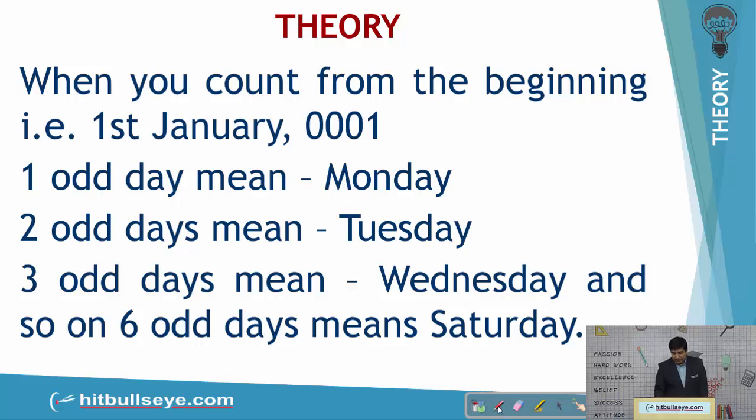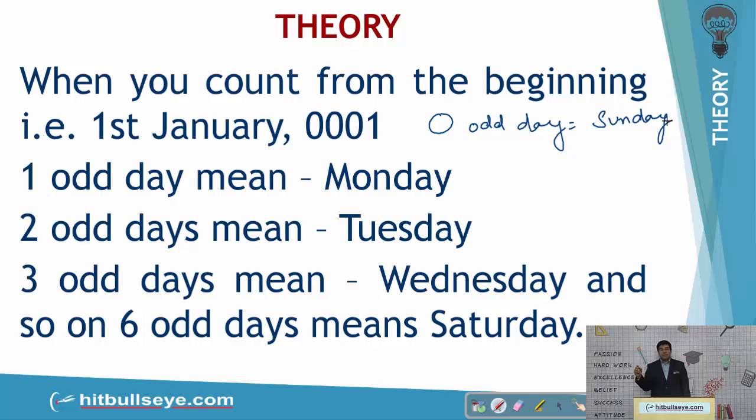0 odd day is considered to be a Sunday. Likewise, 1 odd day is Monday, 2 odd days means Tuesday, and so on. 6 odd days means Saturday.